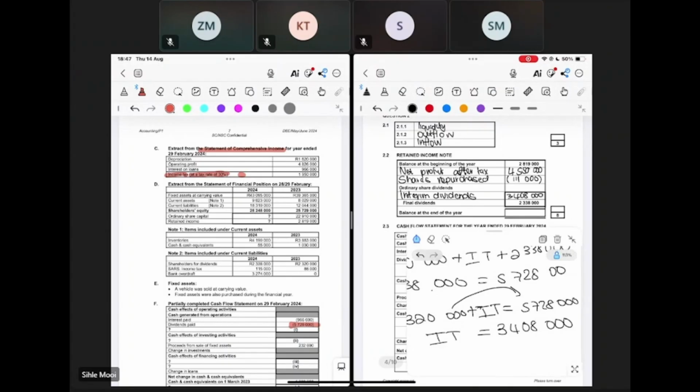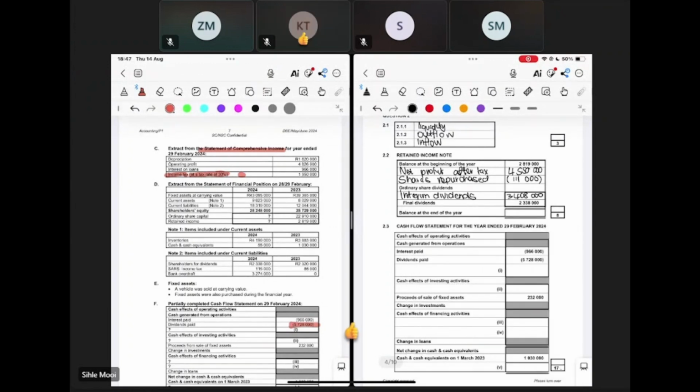Is everyone good with that calculation? Okay, I'll continue then. So we'll just add up our dividends. That will be 3,408,000 plus 2,338,000 to give us 5,746,000.